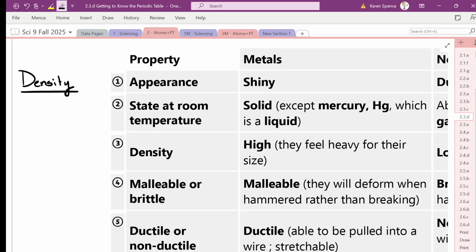Okay, would anyone like to describe density? Anyone who hasn't talked to me yet? You guys are too shy?